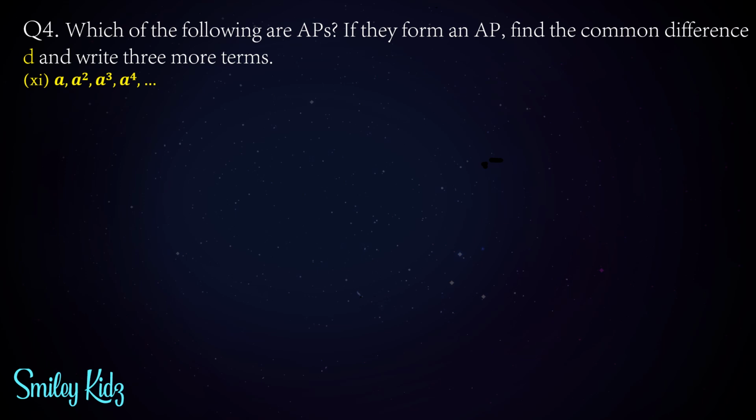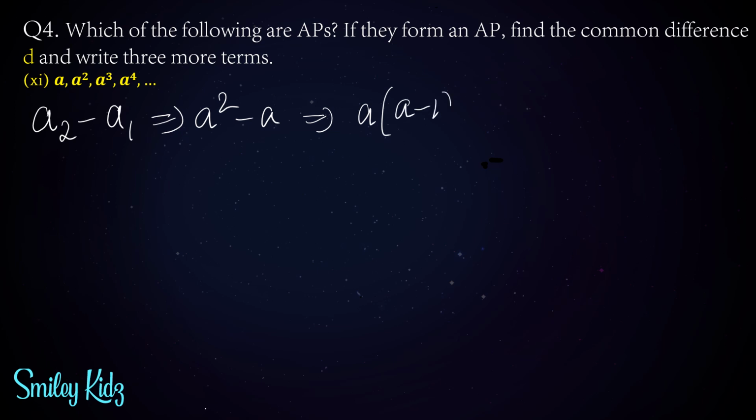Moving ahead, we have A square, A cube, A to the power 4 and so on. Now let's find out the common difference first. A2 minus A1, which is A square minus A. Now I'll take out A common. I'll be left out with A minus 1 in the brackets. Well, that brings us to the common difference.